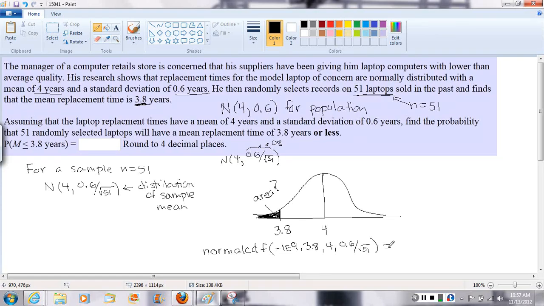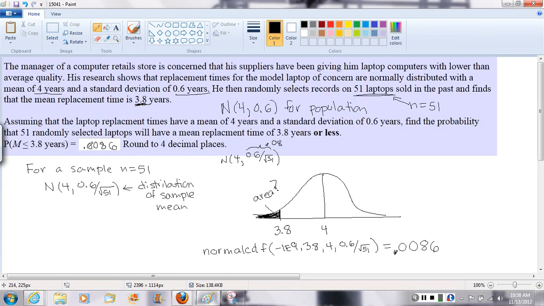I like to enter it in the calculator just that way as a fraction so I don't have to deal with rounding. So when I do that, I'm going to do second vars. Option 2 is normal CDF. And then we enter negative 1 E9, 3.8, 4, and then 0.6 divided by the square root of 51. And we come up with the answer 0.0086, rounded to 4 decimal places. So that would be my probability here, 0.0086.